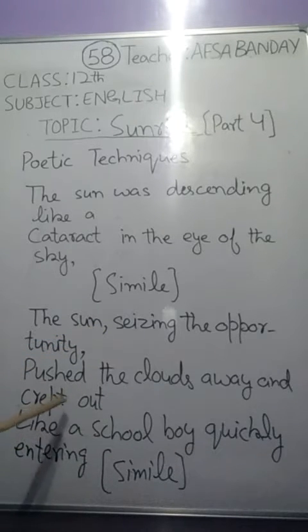Similarly, it was behaving pale, it was not having enough confidence, or it was feeling a lack of confidence, like a schoolboy who comes late and then out of fear shrinks at the back of the class. So here the sun has been compared with this schoolboy who comes late. So it's a direct comparison, and it's an example of simile.